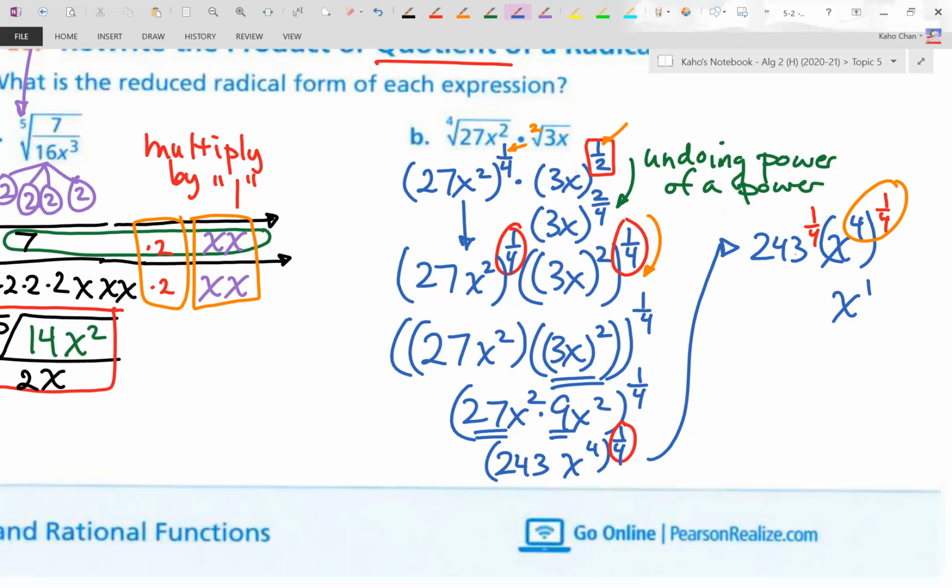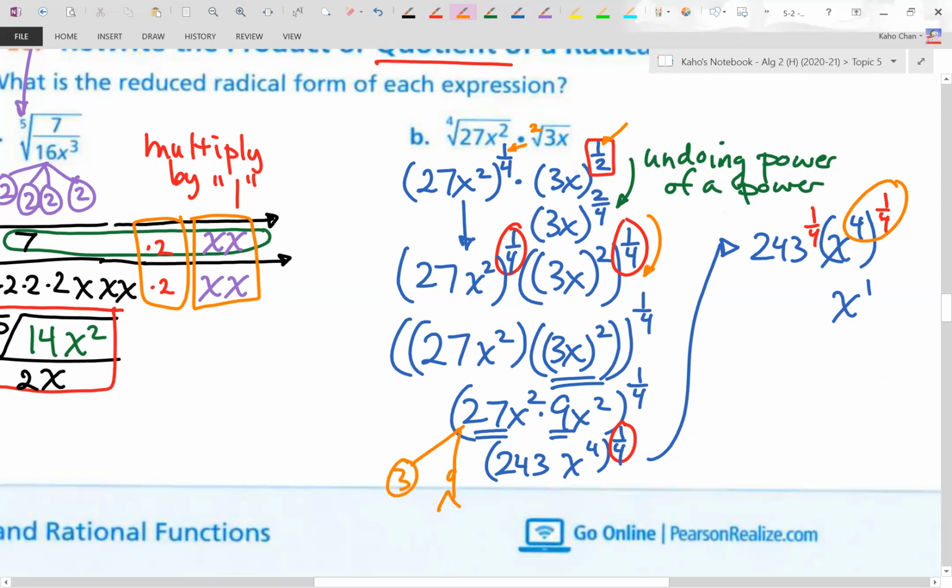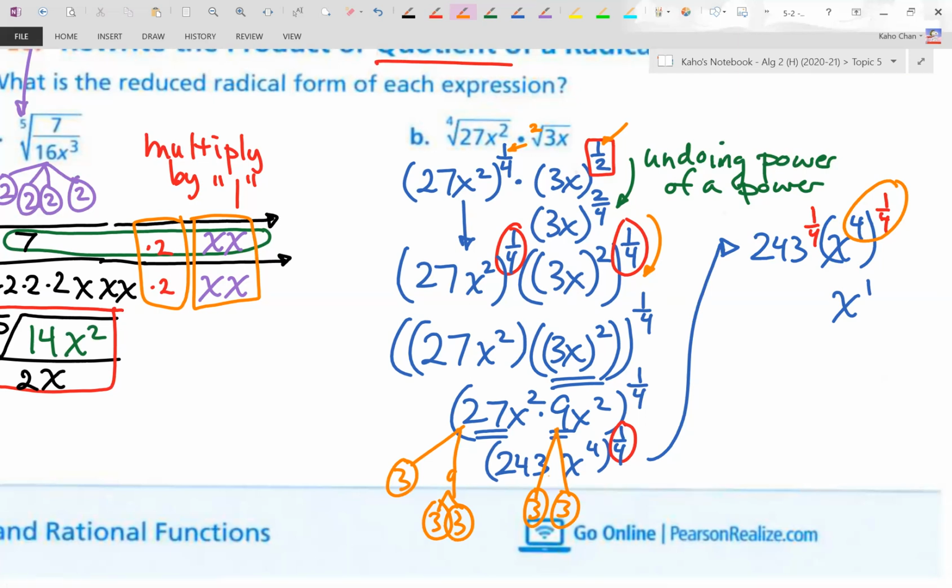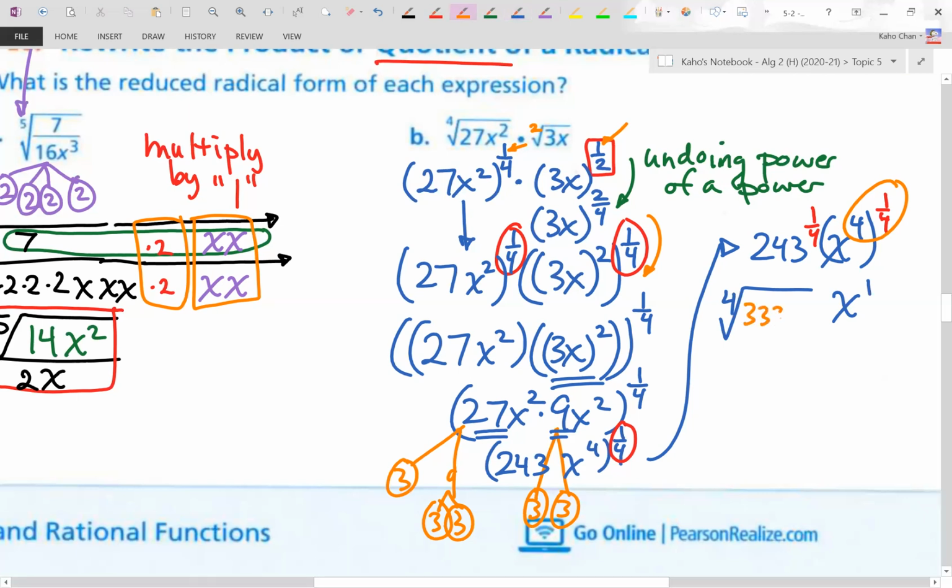I don't know. What do you guys think? Let's break down 243. Now, remember from earlier where we got 243? It was 27 times 9. 27 is 3 times 9. 9 is 3 times 3. And that other 9 is 3 times 3. I didn't have to multiply the 27 and the 9. I have five 3s. And that 1/4 power means I need 4 of them to come out of the radical. So let's bring out a group of 4 there. That comes out as a single 3.